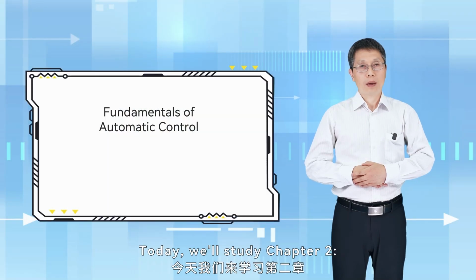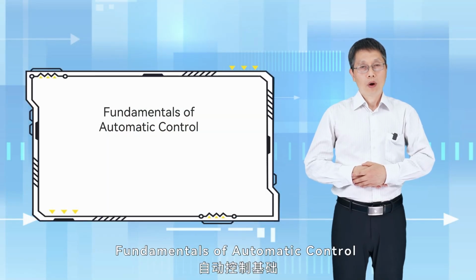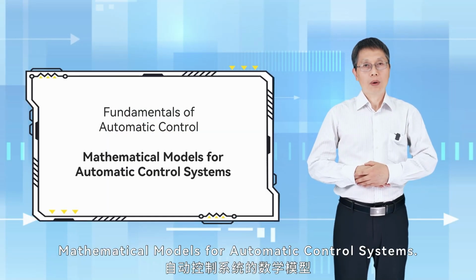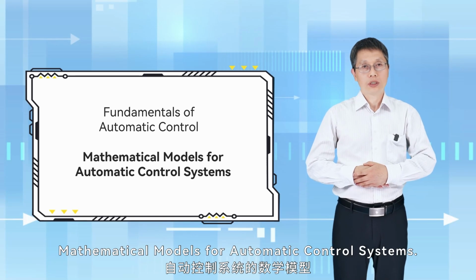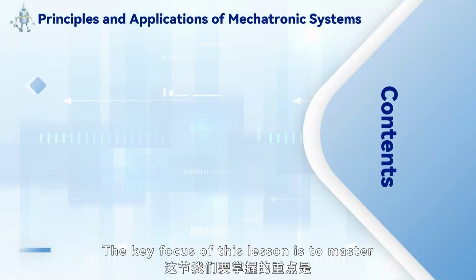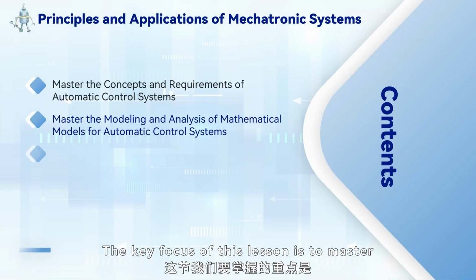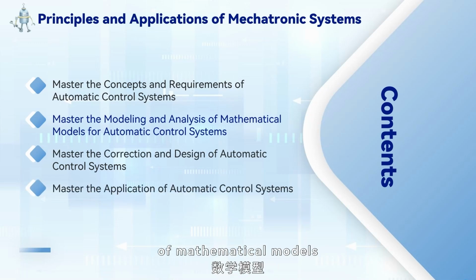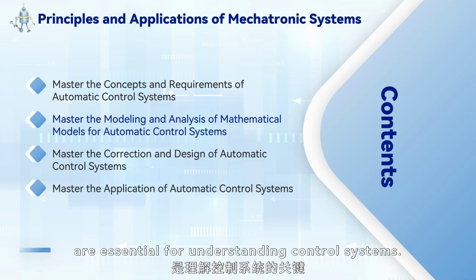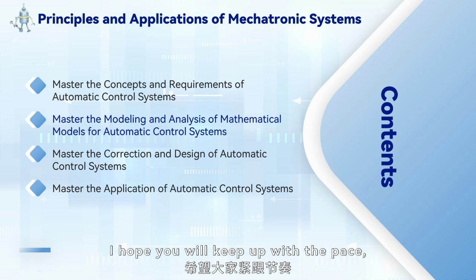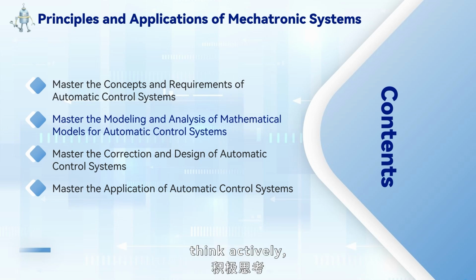Today we'll study Chapter 2, Fundamentals of Automatic Control, Mathematical Models for Automatic Control Systems. The key focus of this lesson is to master the modeling and analysis of mathematical models for automatic control systems. Mathematical models are essential for understanding control systems. I hope you will keep up with the pace, think actively, and work together to overcome challenging concepts.